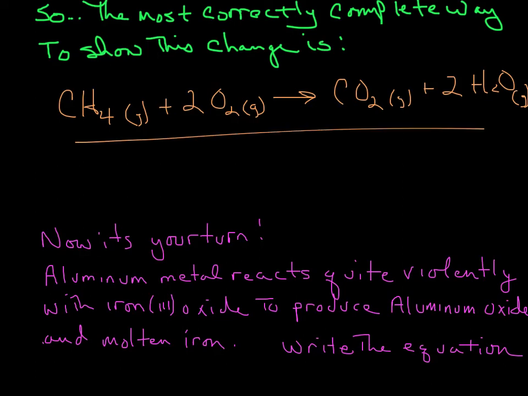So, now it's your turn. I've got another reaction for you. This is actually one that you're going to see me do outside. Aluminum metal reacts quite violently with iron(III) oxide to produce aluminum oxide and molten iron. So given that information, can you please write the equation and balance it and use the correct symbols? Thank you.